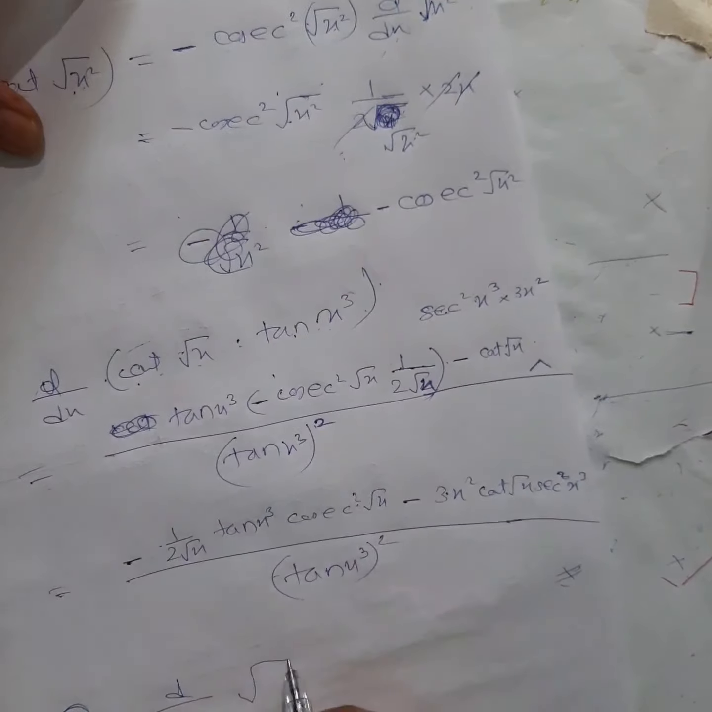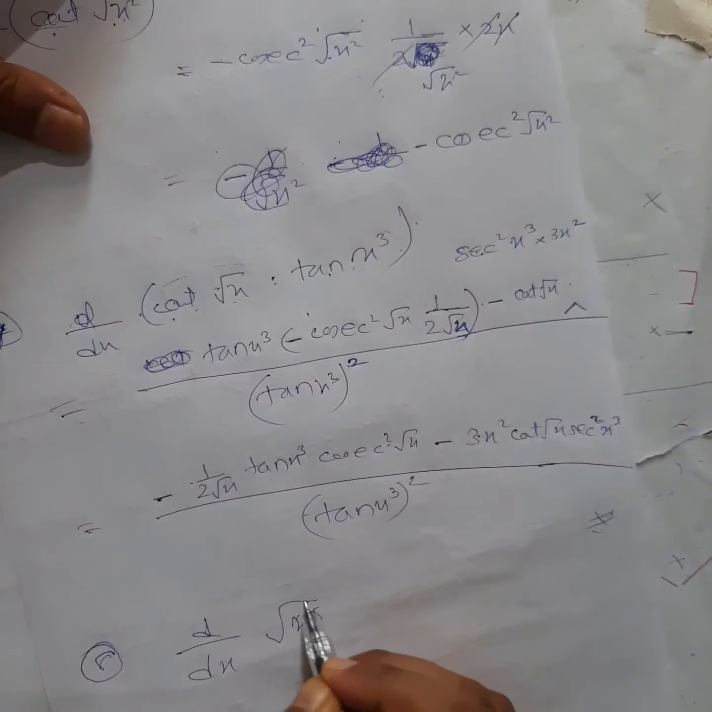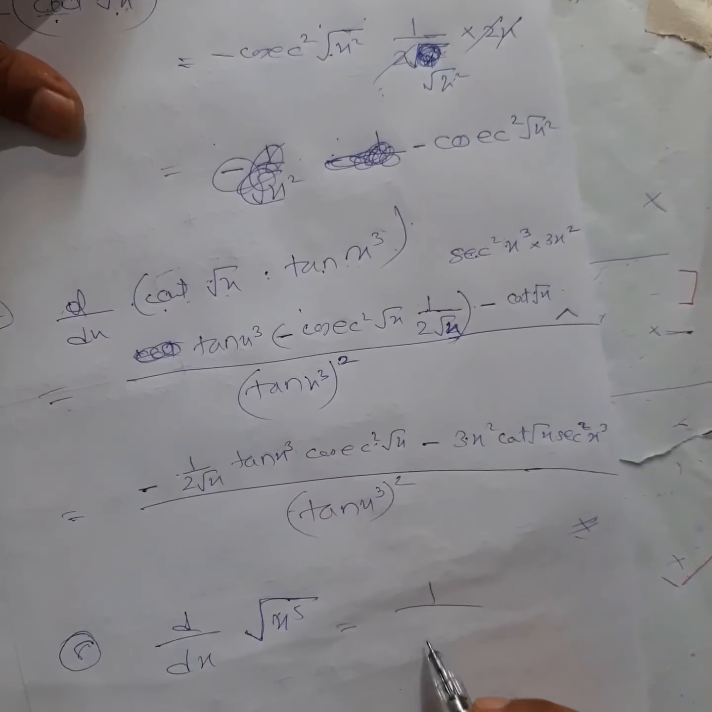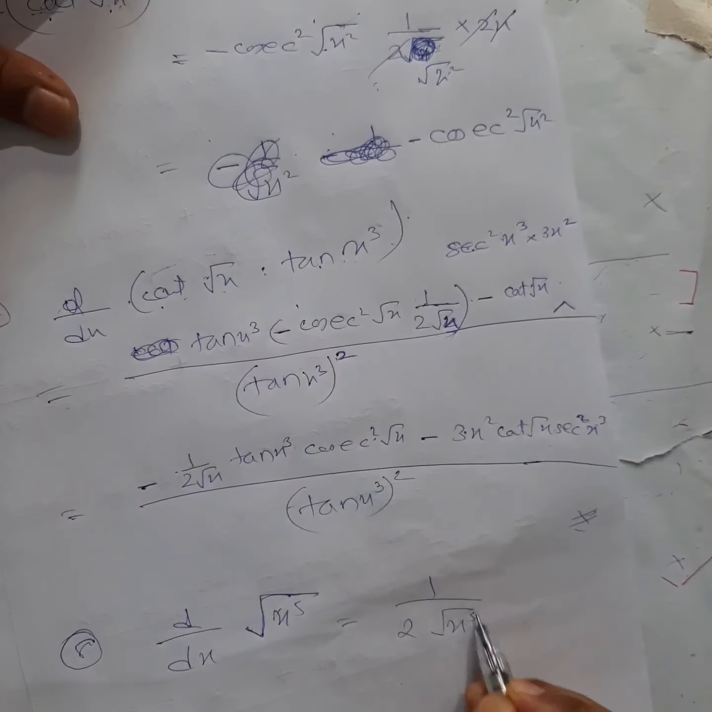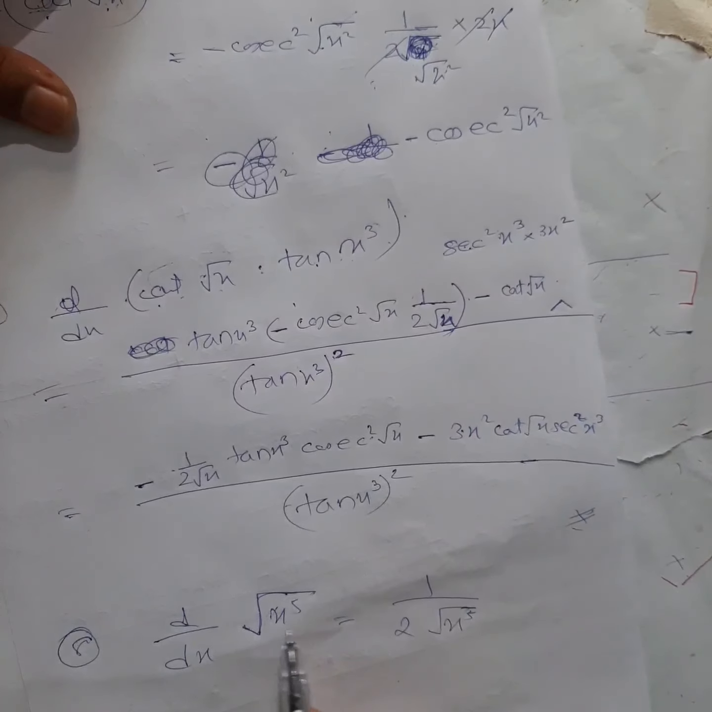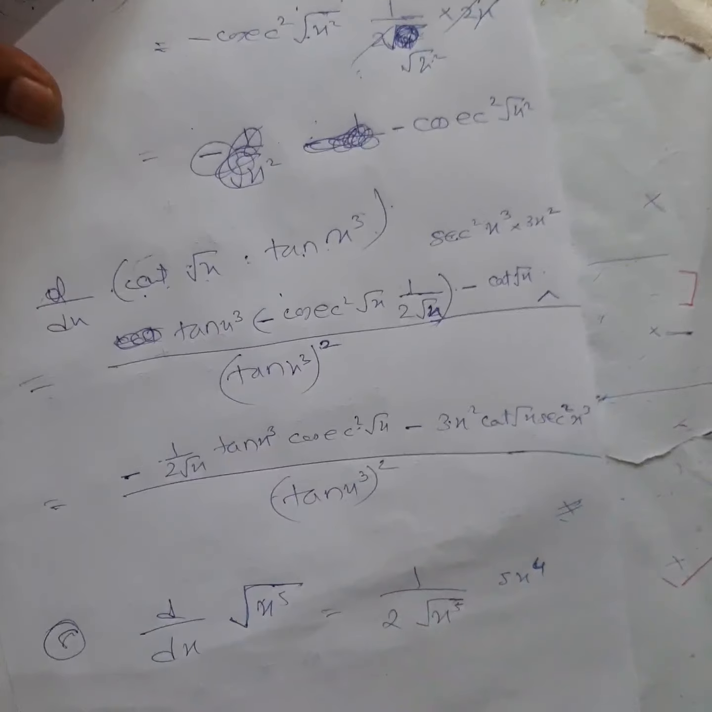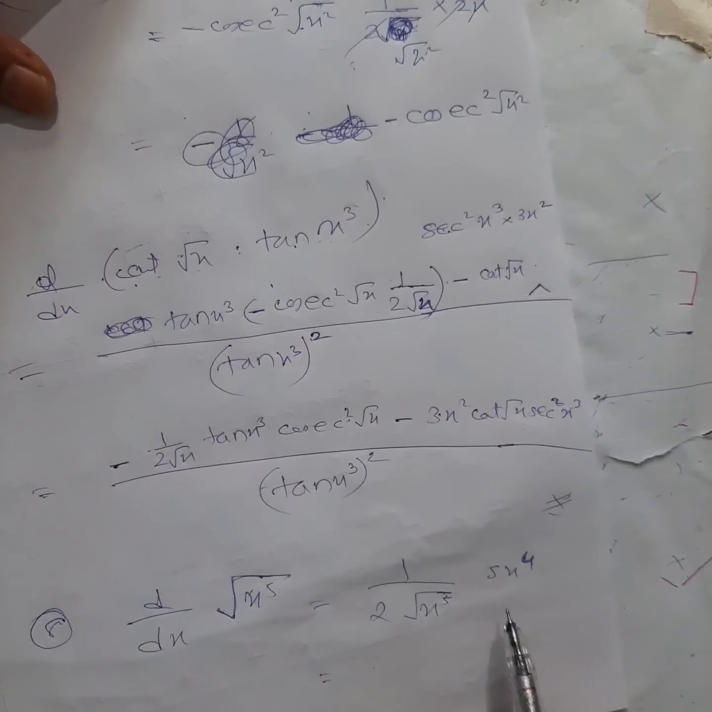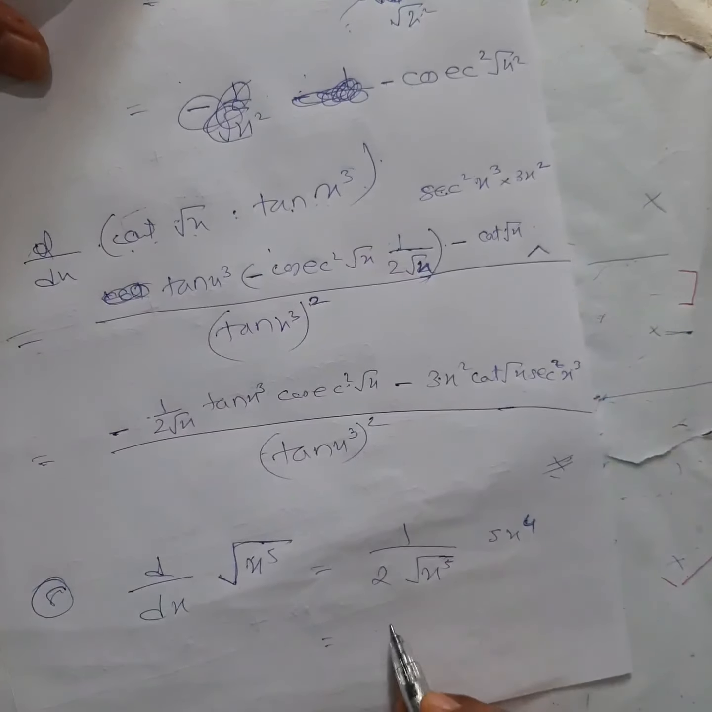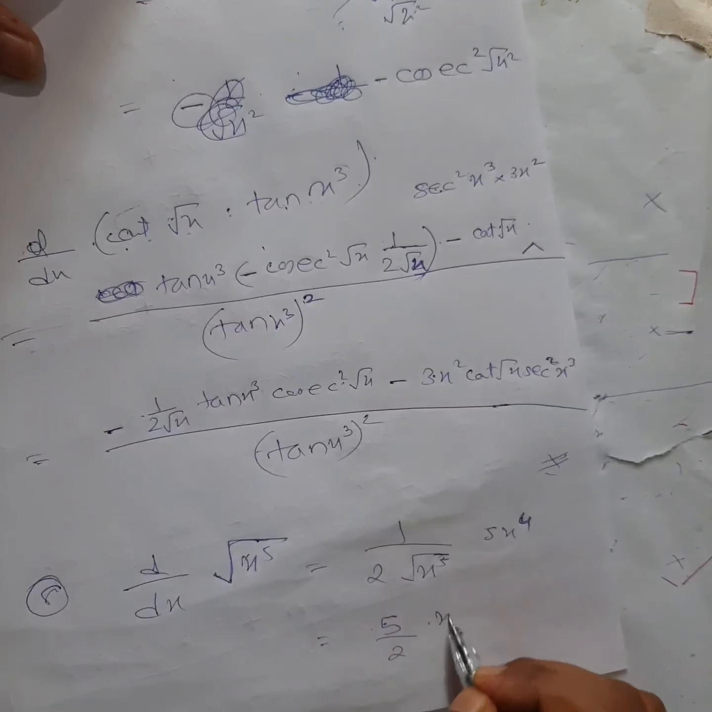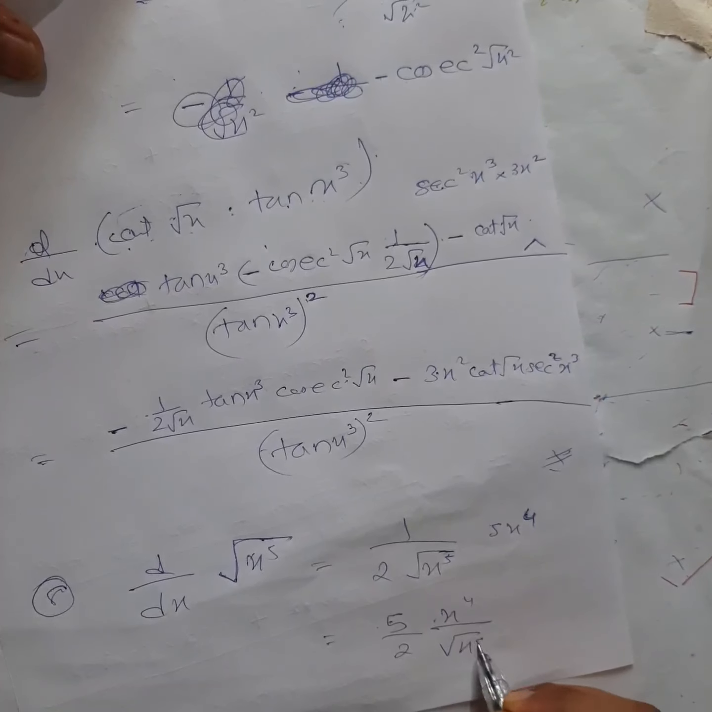Next question number 8, the last one. Very simple one. Root x to the power 5. So this is of the form root x. So differentiation of this one is 2 root x to the power 5. So since in place of x you have x to the power 5, we have to differentiate that one again. So it will be 5x4. Okay. So what it will give? 5 by 2. Okay. x4 by root x to the power 5.